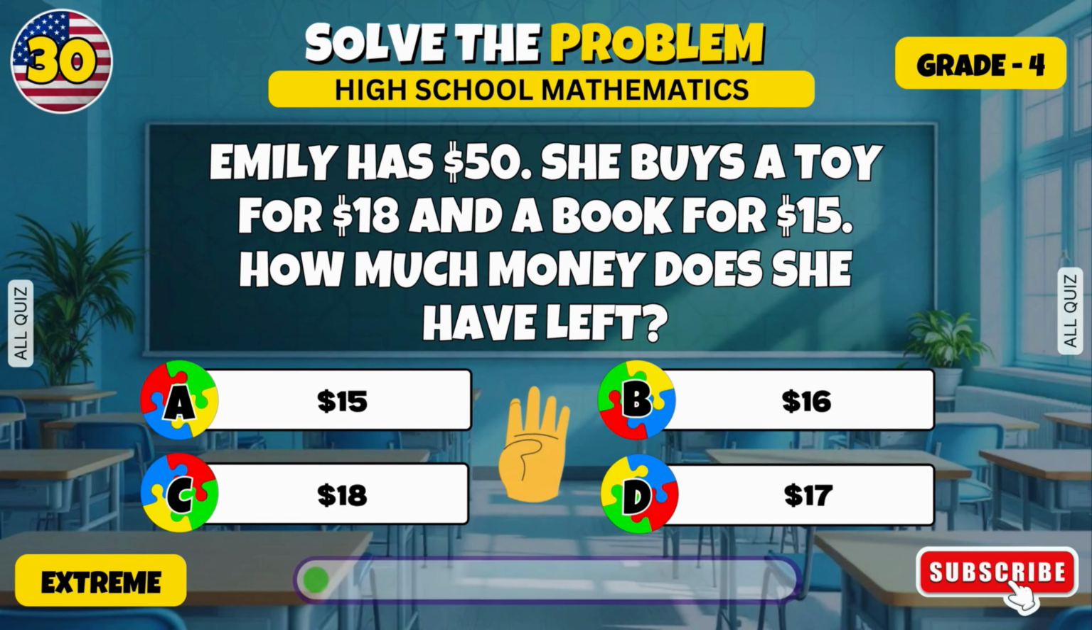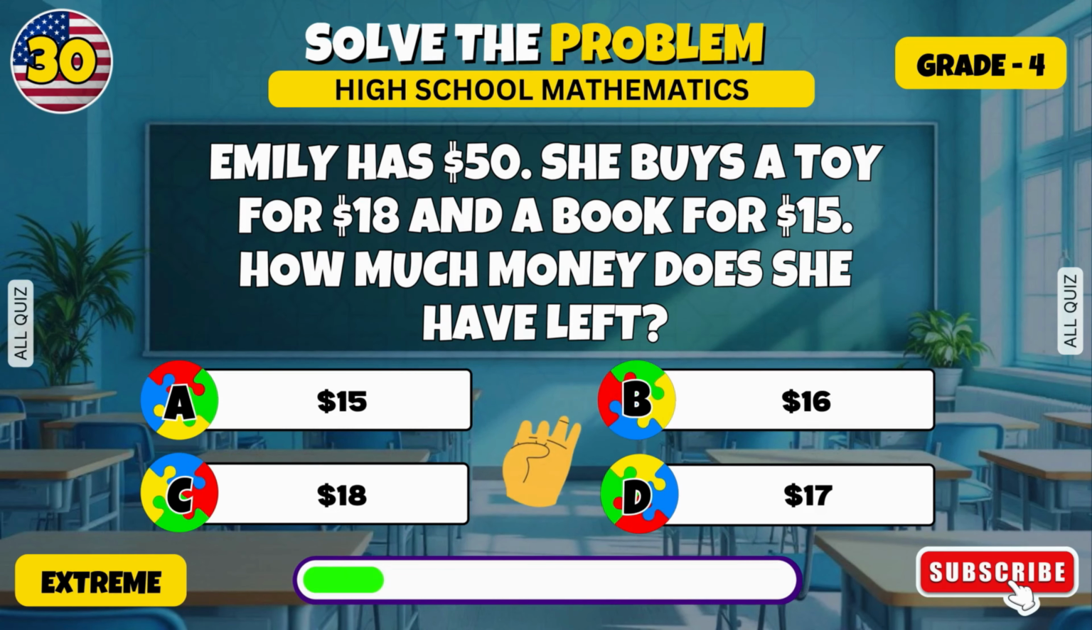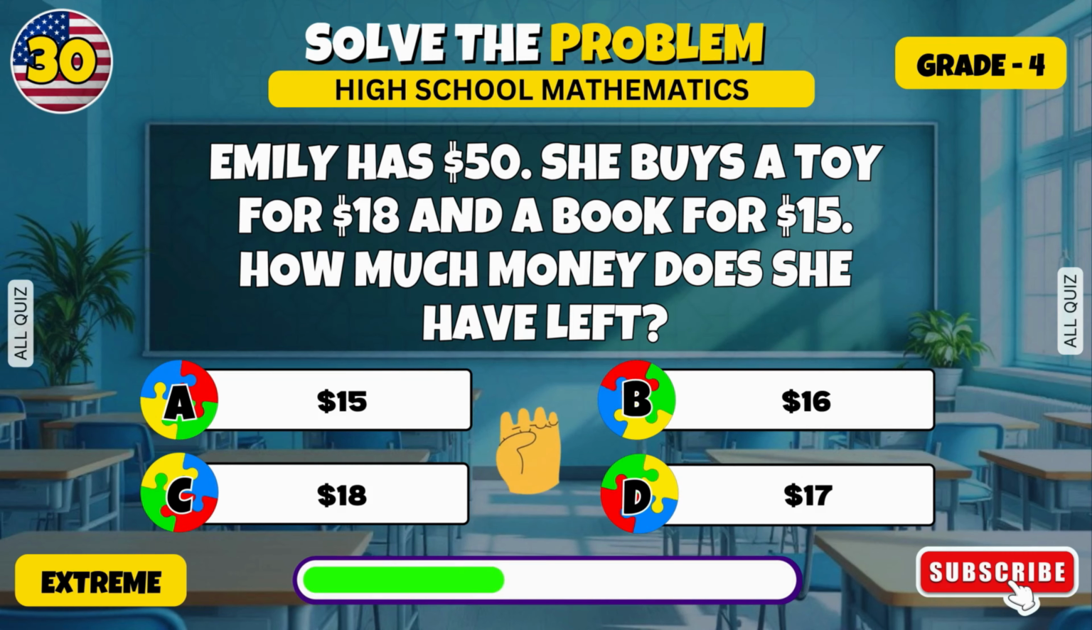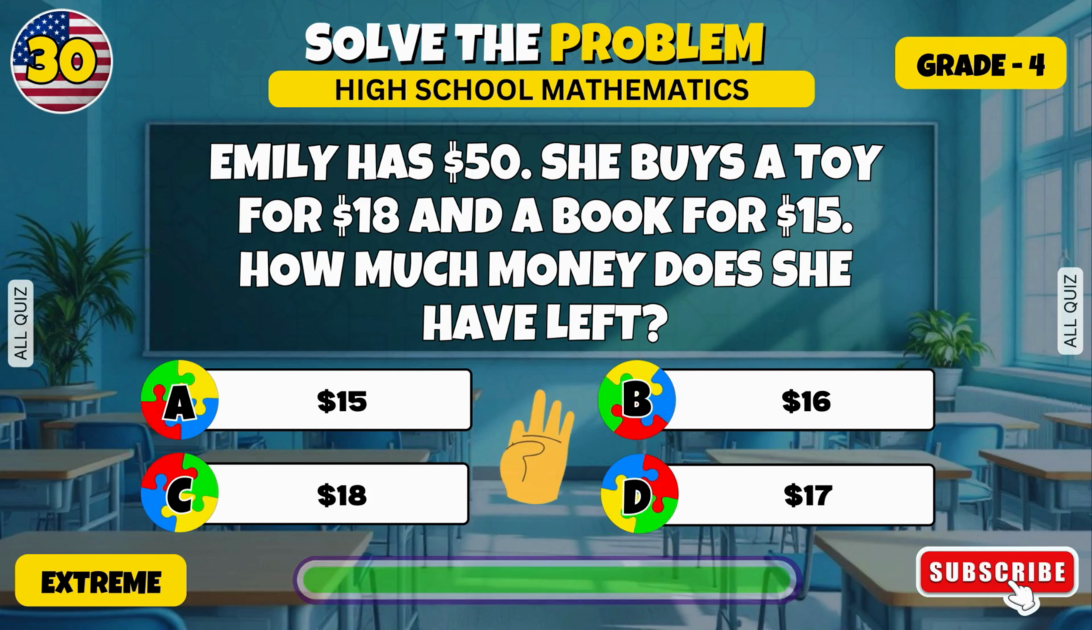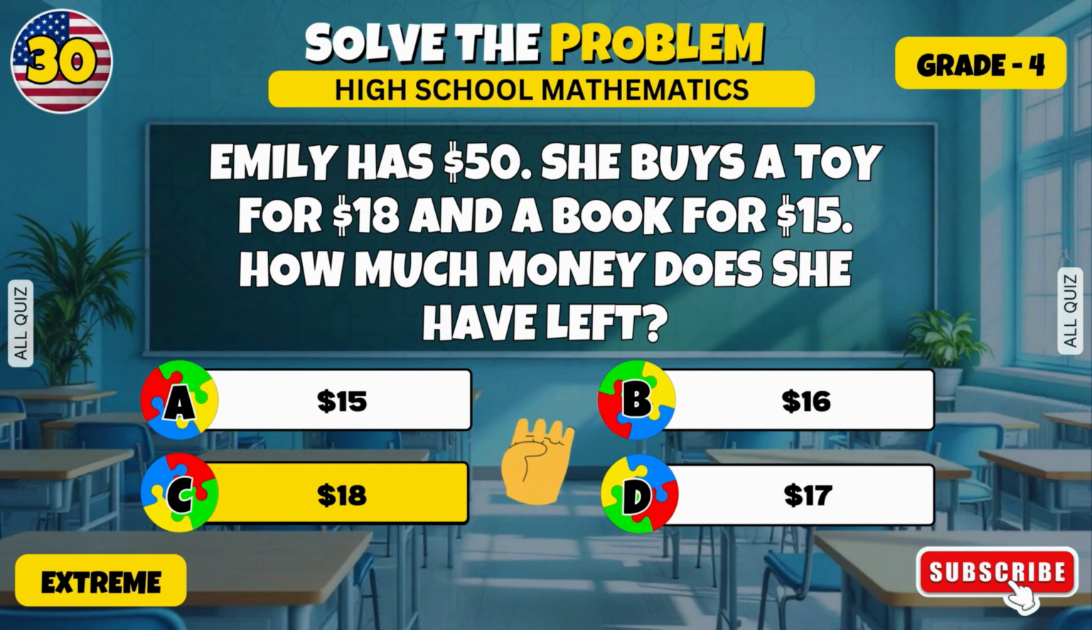Final challenge. Emily has $50. She buys a toy for $18 and a book for $15. How much money does she have left? Fantastic! The correct answer is $17.